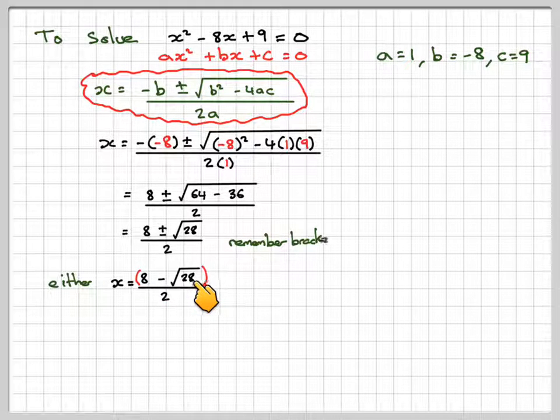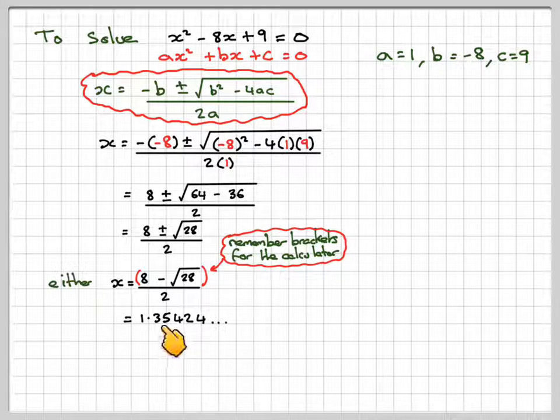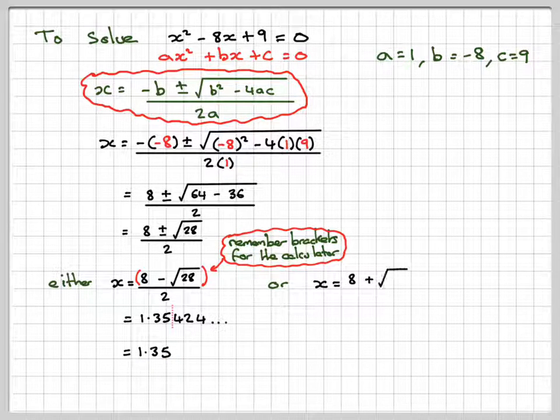Now, if you're doing this on your calculator, it's a good idea to put brackets around here, or if you are using one of the newer calculators, use the fraction template. So remember brackets for the calculator or the fraction template, and then working that out on your calculator, you get 1.3542, etc. We want 2 decimal places. That 4 will have no effect on that 5, and therefore the answer is 1.35.